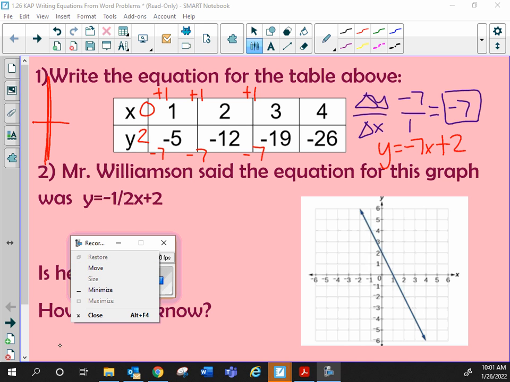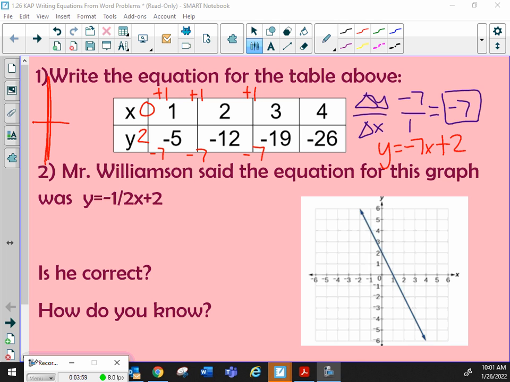Okay, the next problem was an equation. Mr. Williamson said that the equation for this graph in the picture was y equals -1/2x plus 2. Is he correct, and how do you know? Okay? What did you say, Surya? Or Shrieker? I'm so sorry. I'm a horrible teacher. Anyway.